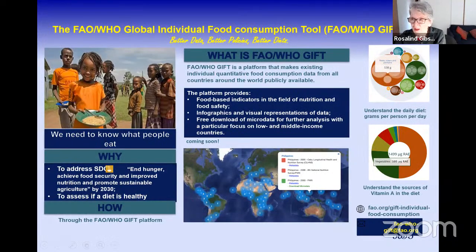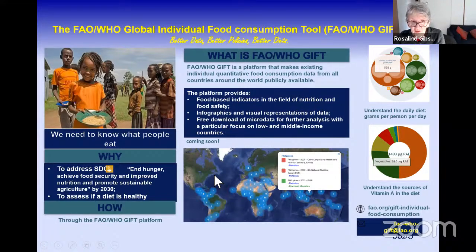And finally, I want to alert you to a new FAO/WHO Global Individual Food Consumption tool called GIFT. FAO would like all people carrying out national food consumption surveys to subscribe to GIFT. They are compiling then a database of all national food consumption data so that it will be available to countries around the world. If you subscribe to their database, they will be able to provide you with a set of food-based indicators in the field of nutrition and a set of food-based indicators that they will calculate from your data in the field of food safety. These sets of indicators will then be available to your country that you can use for programs and policy.